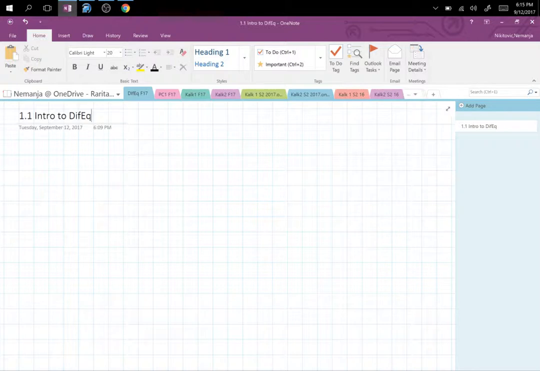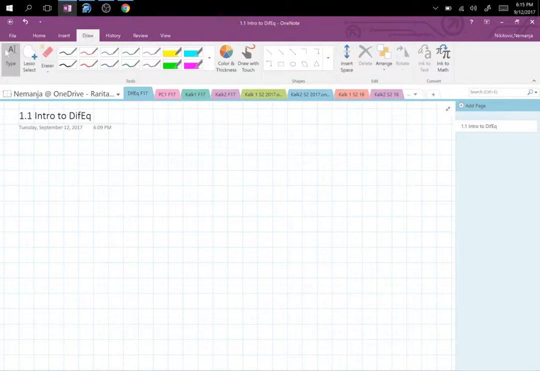So, introduction to differential equations. We are going to first define differential equation, and then do classification, and then do some modeling. So that's all in the first lecture.